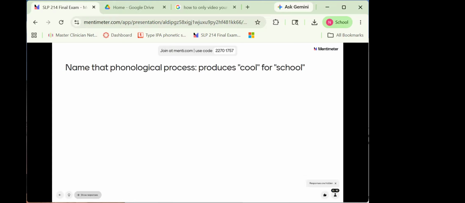Name that phonological process. Produces cool for school. Also, please remember these should be hard right now, right? If you haven't studied too much yet, you haven't reviewed the phonological processes yet, this should be a little harder, and that's okay. Make sure you're taking it as a learning experience and as something to note to make sure to study more for.